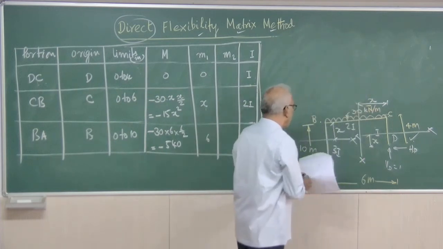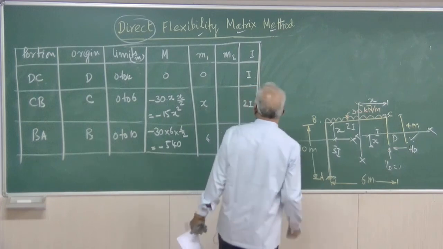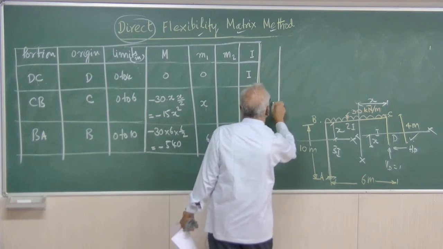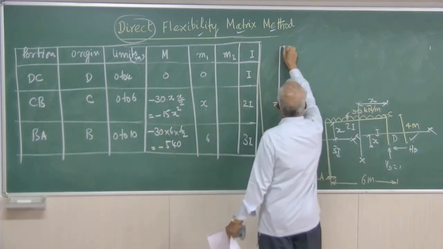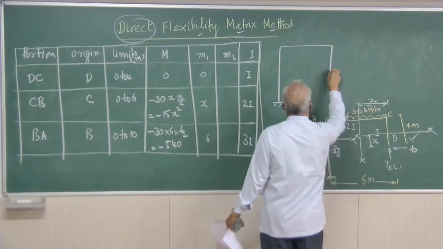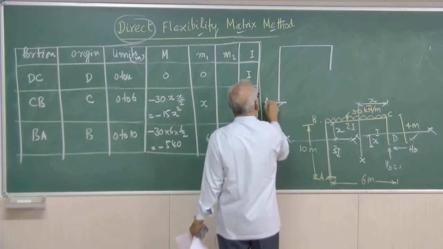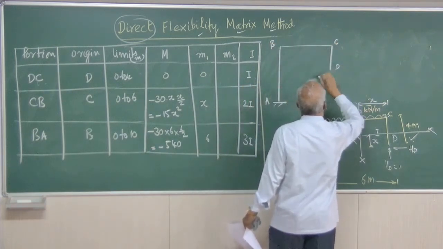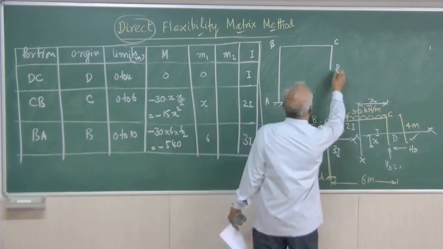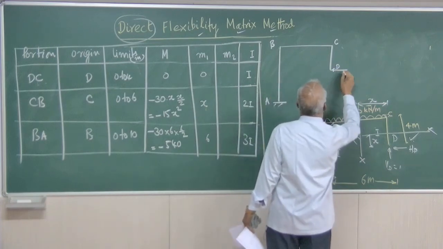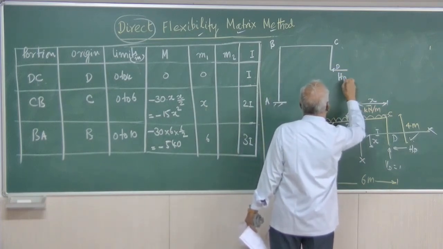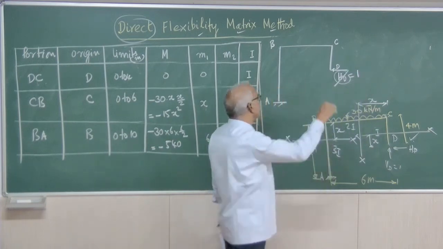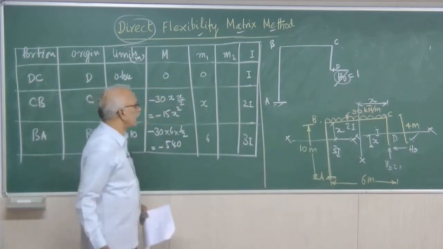Next, for getting M2, we have to apply HD equal to unity. This is the frame, 10 meters, this is 6 meters, this is 4 meters. A, B, C and D. Now, we are going to apply HD equal to unity. The horizontal reaction at D is one redundant equal to unity. We are applying unit force, right.